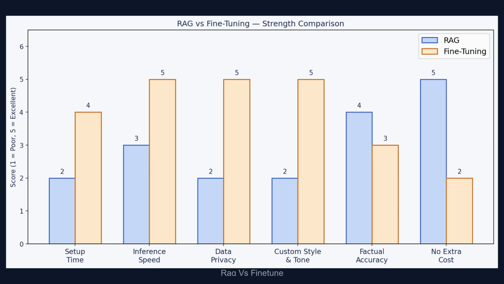This radar chart makes the trade-offs visual. Notice that fine-tuning scores higher on setup time, counterintuitively, because a well-maintained RAG pipeline with chunking, embedding, and retrieval tuning can take significant engineering effort. RAG edges ahead on inference speed when retrieval is fast and factual accuracy when the knowledge base is well curated. Custom style and tone is firmly in fine-tuning's territory. Data privacy scores are comparable. Both approaches can be run fully on-premise. The takeaway isn't that one approach is better. It's that they're optimized for different problems.